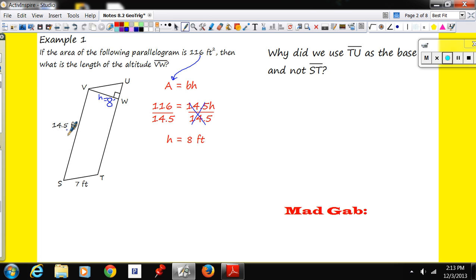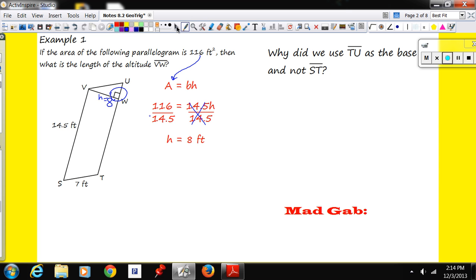Why was the 14.5 the base and not the 7? Why did we use TU right here as the base and not the ST? What do we know about every base and height together? They have to make a certain kind of angle. A base and a height have to make what kind of angle? 90 degrees. So what do we call two lines that are 90 degrees? Starts with a P. Perpendicular.